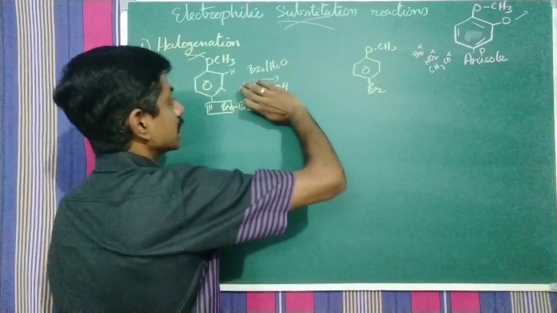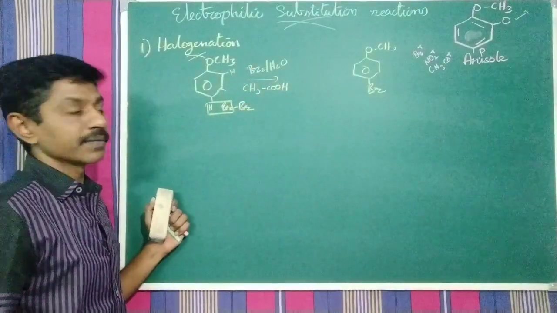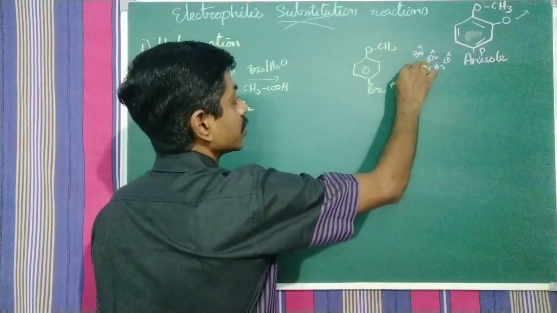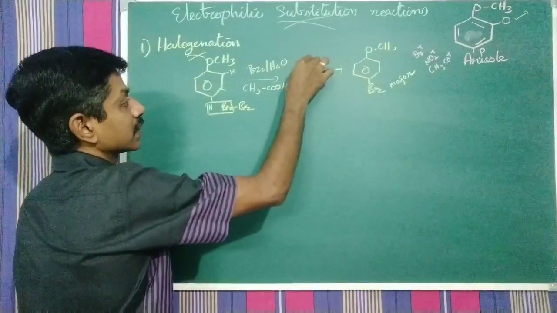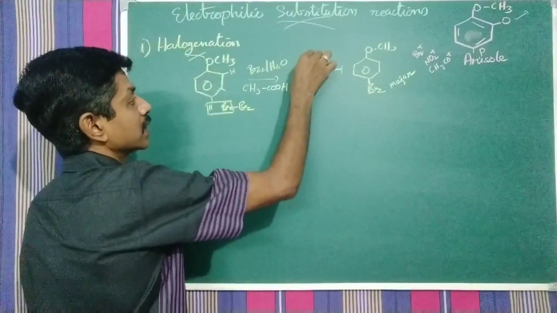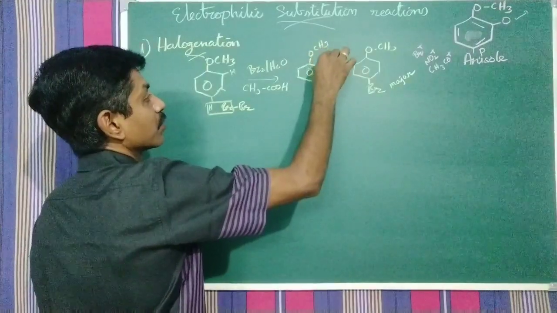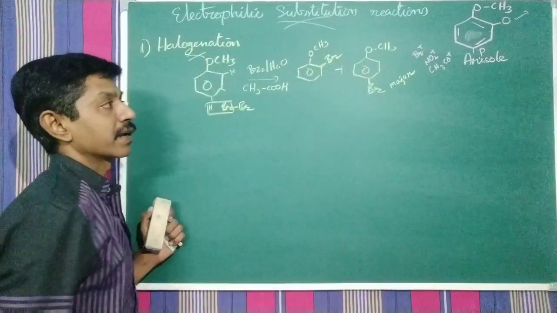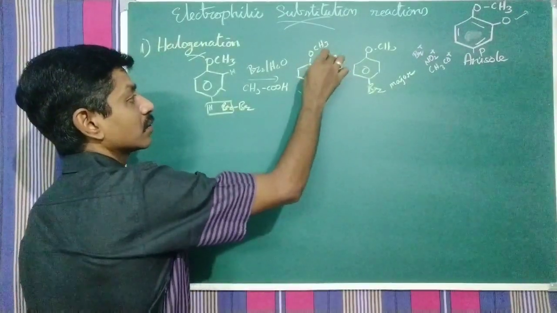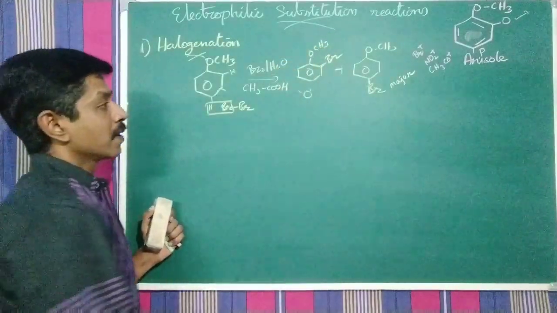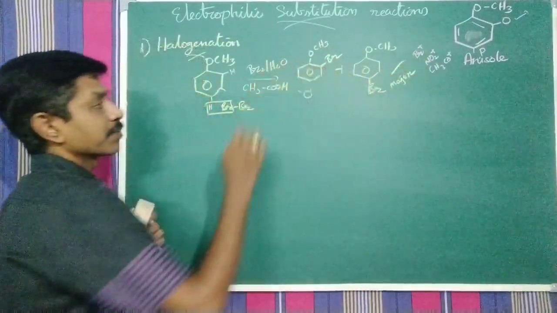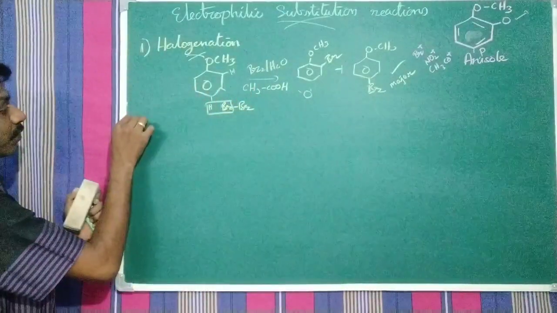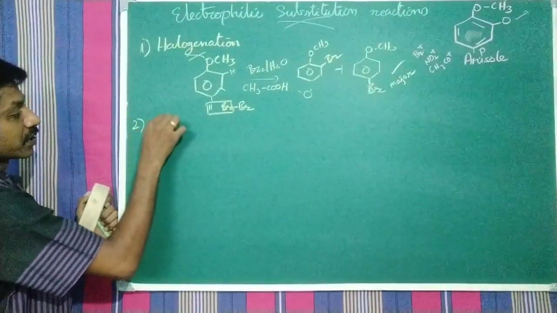And this doesn't even require the presence of acetic acid. Even without the catalyst, this reaction is possible because the para isomer is the major product, and along with that there is another minor product also possible. In the ortho position, one bromine is added. So the product name is ortho-bromoanisole. So this is the major product, this is a minor product. Name of the reaction is halogenation, and we can go for a nitration process.